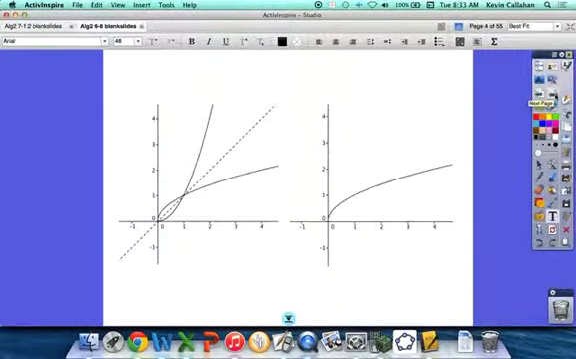Right? Here's half of a parabola. If I flip that across the line, this is the line y equals x, I get the graph of a square root. Right? Well, the two functions that we get to learn about now are two functions that are also inverses.